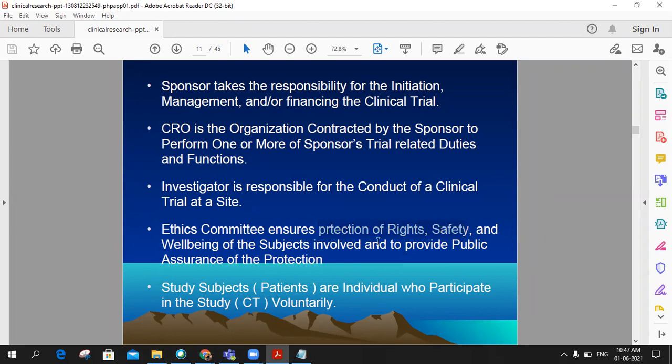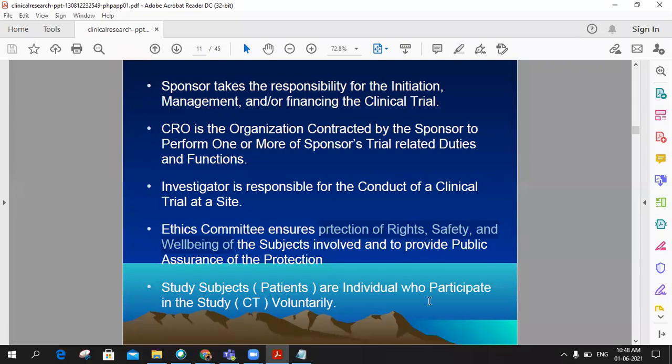So they mainly focus on these areas, right? Safety and well-being of the subjects involved, and to provide assurance. So the hospital authorities, they don't want their patients to be exposed to new drugs. So they want to review whatever documents the sponsor has provided, whatever the investigator is willing to conduct the trial, and then they review all the documents in these areas. They want to ensure the patient's rights, safety, and well-being of the trial participants.